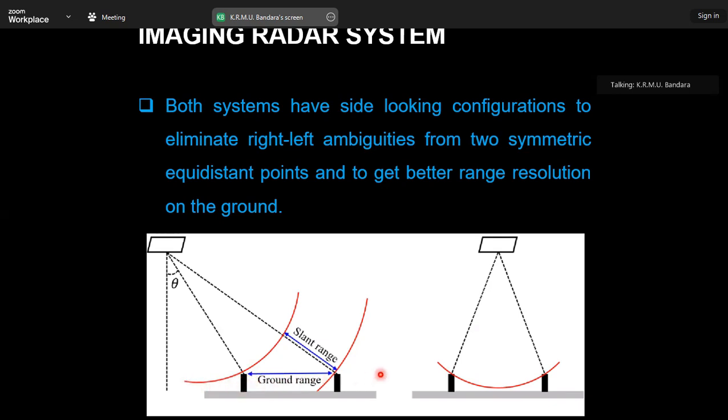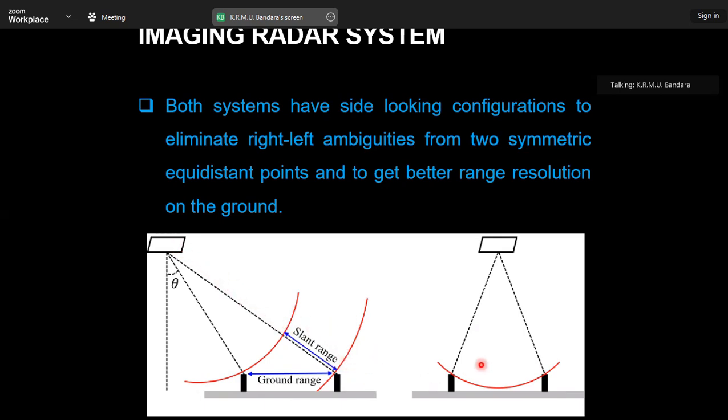This is called the range direction. This is the ground range. This is the range direction. We are looking at the ground. This is called the ground range. These are called the slant range. I will explain when we come to the geometry of the satellite radar system.